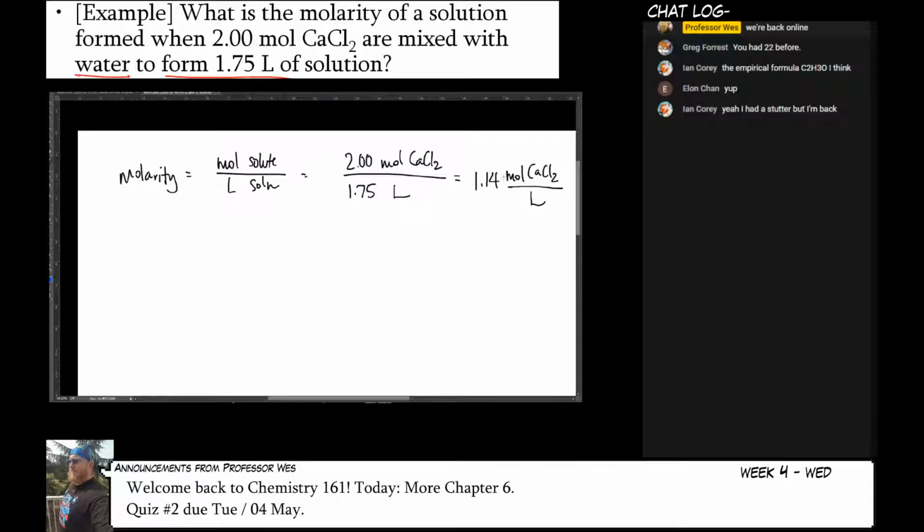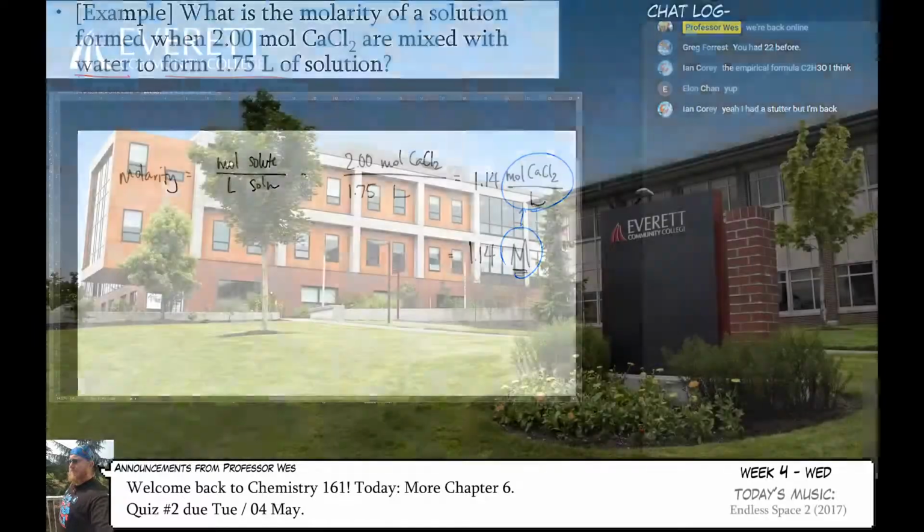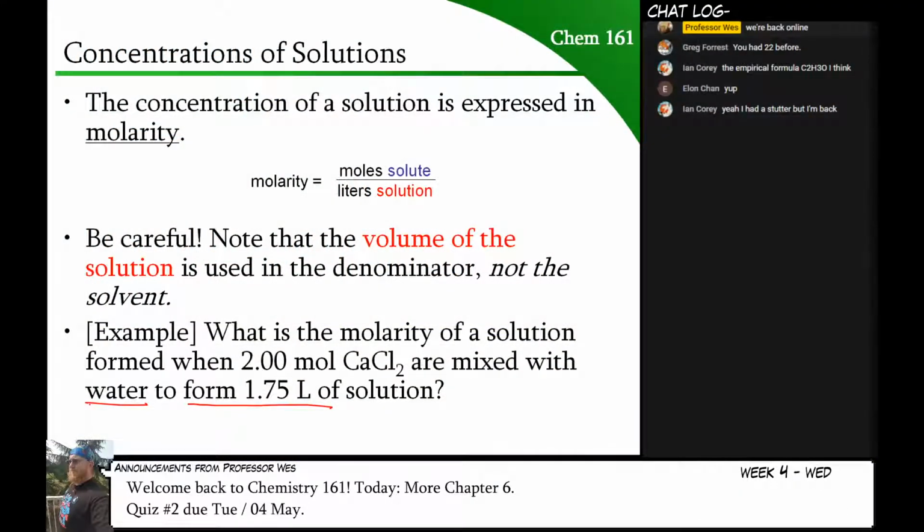For molarity, the units don't cancel. However, since we write molarity so often, there is an abbreviation for it. If you see capital M as the unit, that means moles per liter. So that is a unit that we're going to be running into all the time. It looks just like that.